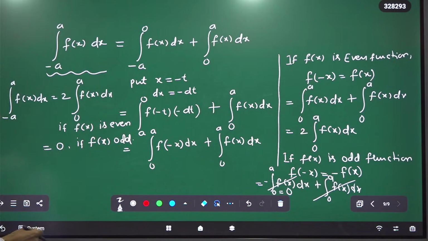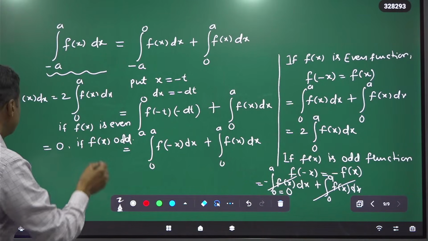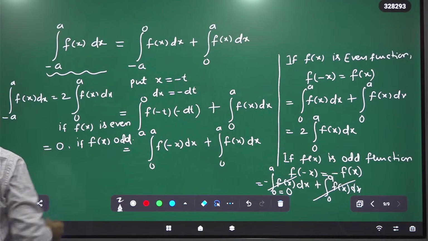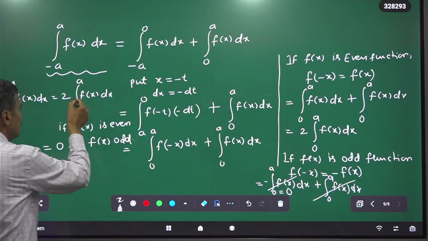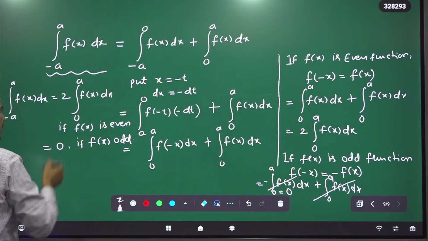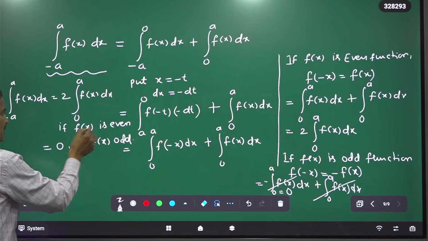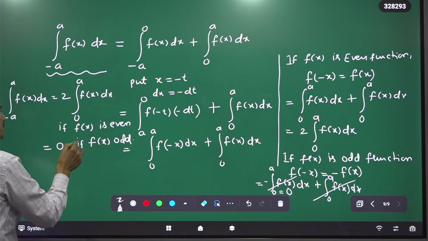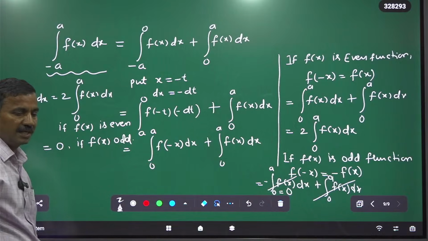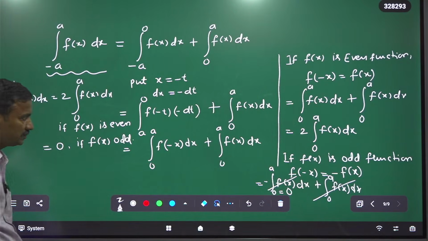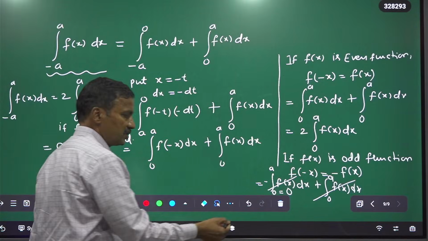So this is one of the important properties of definite integrals: integral of minus a to a f of x dx is equal to 2 into integral of 0 to a f of x dx if f of x is even, and is equal to 0 if f of x is an odd function. By applying this property, we can solve some problems.